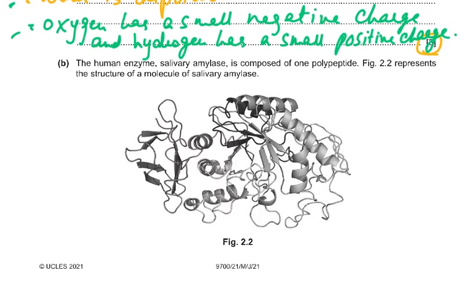You've got to learn the exact wordings which have been used in the mark schemes. The human enzyme salivary amylase is composed of one polypeptide. Figure 2.2 represents the structure of a molecule of salivary amylase. If one polypeptide, that means there's no quaternary structure, because quaternary structure only comes into effect if there are 2 or more polypeptide chains. They've told you this in the question: one polypeptide.